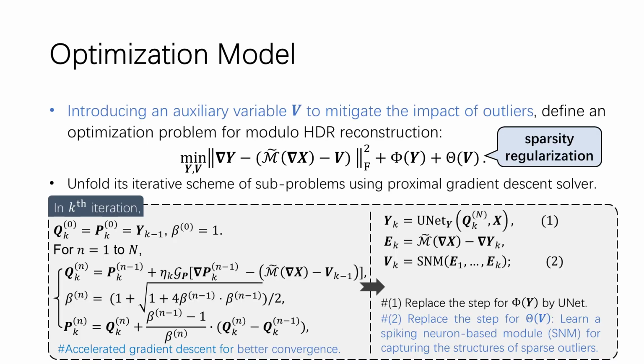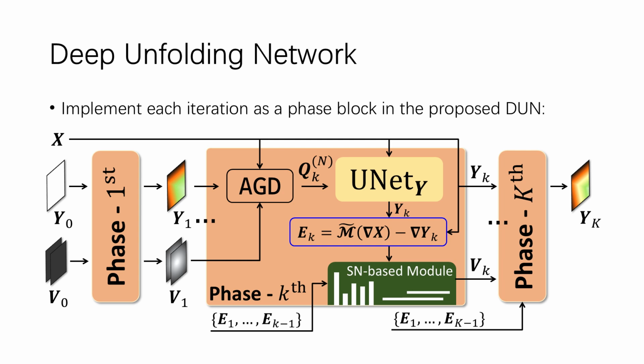Based on this reformulation, we defined an optimization problem as follows. The HDR image is iteratively solved by aligning it to the gradient information derived from the modulo measurement. We introduced an auxiliary variable V to mitigate the impact of outliers. The iterative scheme of subproblems using a proximal accelerated gradient descent solver is unfolded, and the proximal steps for Y and V are replaced by two learnable submodules respectively. Sparsity regularization is enforced on V by the proposed spiking neuron-based modules. Each iteration is implemented as a phase block in the deep unfolding network as shown below.